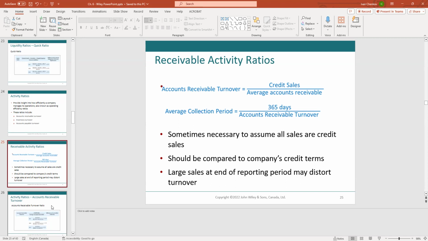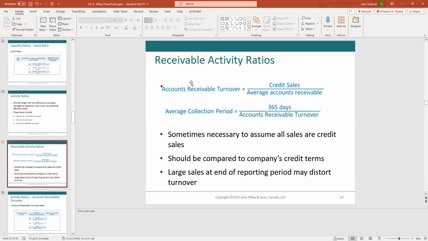If we see a low number, let's think about it. Let's say we see the number 1. Let's see what the average collection period will be, because that's the next ratio. Accounts receivable turnover will be used as a denominator. If the accounts receivable turnover is 1, that means the average collection period is how many days? 365.